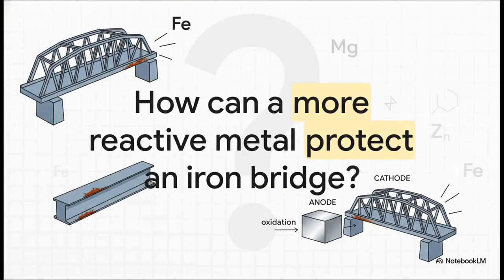Okay, to wrap this all up, here's the challenge for you. Rusting, as we know, is just the oxidation of iron. So have a look at the reactivity series again. How could you use a more reactive metal to stop an iron bridge from rusting? This is a real-world technique called sacrificial protection, and based on everything we've just covered, you have all the tools you need to figure out exactly how it works.